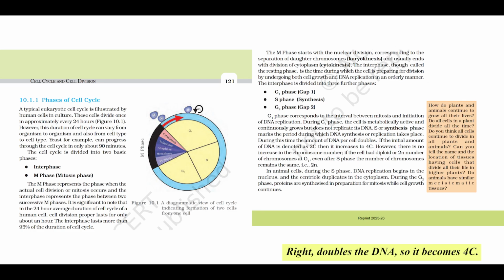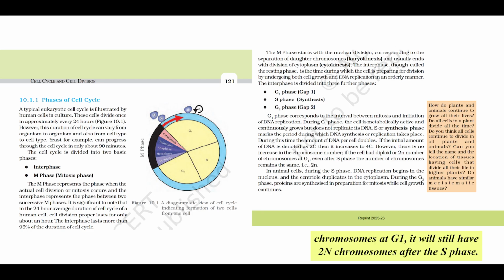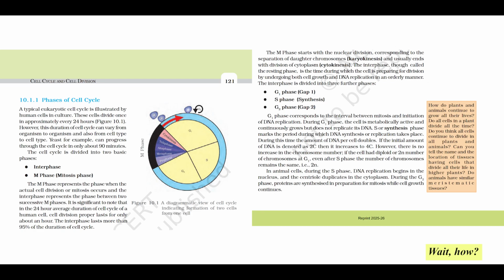Right, it doubles the DNA, so it becomes 4C. But what about the chromosome number? Does that double too? Excellent question, and here's the crucial distinction. There is no increase in the chromosome number during S phase. If a cell had the diploid number, 2N chromosomes at G1, it will still have 2N chromosomes after the S phase. Wait, how?